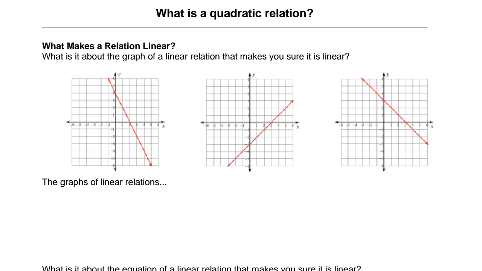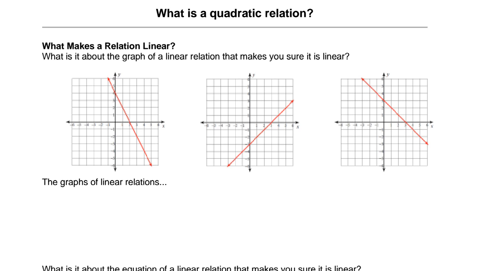All right, so what we're going to do is explore the concept of a linear relation, and a quadratic in the end, and how we're going to see if something is quadratic or a linear relation. Now, here are three different graphs with linear relations. With linear relations, you have a positive slope and a negative slope.